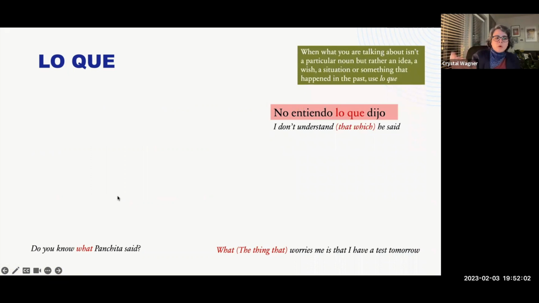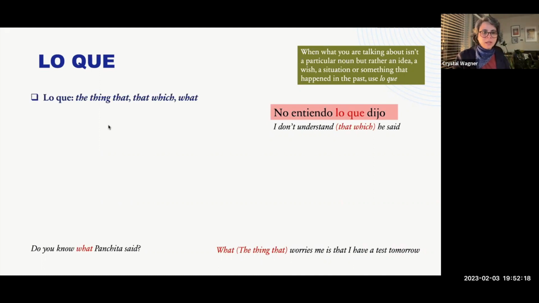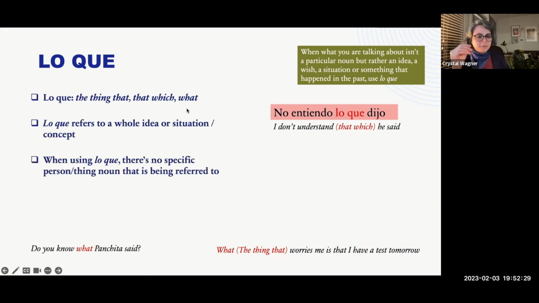So if you are trying to identify it, think about the fact that it is not going to be talking about a particular noun as opposed to que, because remember that que is used to define and describe a particular noun. Lo que is going to be talking about a broad idea. So it translates into the thing that, or that which, or what. None of these are actual specific nouns, right? It refers to a whole idea, situation, or a concept.